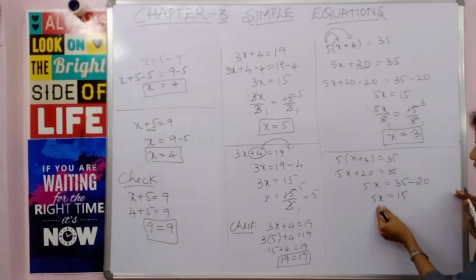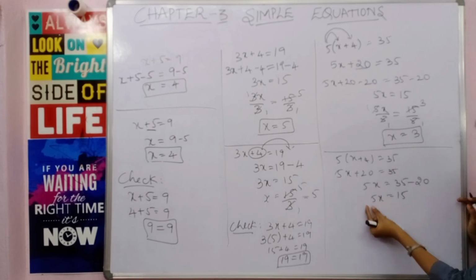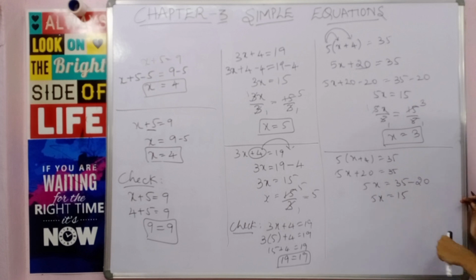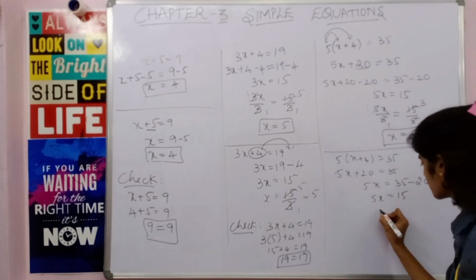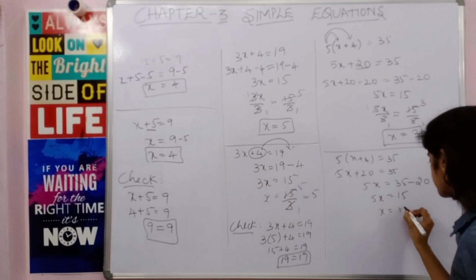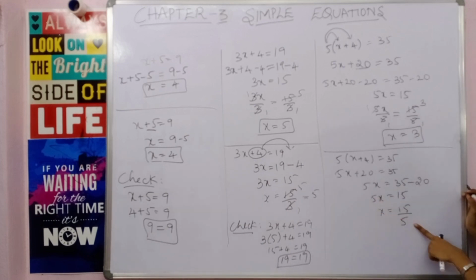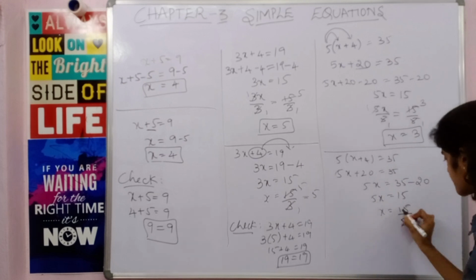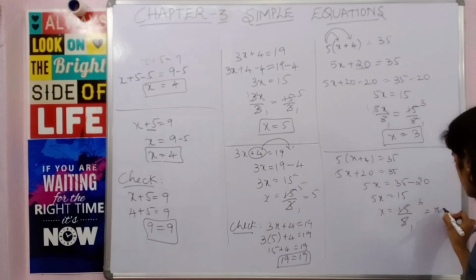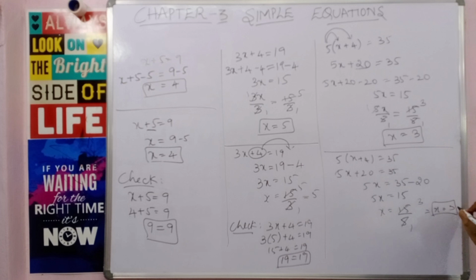Clear? Now you have 5 into x. 5 is in multiplication. Now multiplication, when you have to send it to the other side, becomes what? It becomes division. So this is nothing but x equal to 15 by 5. 5 is in multiplication, when it is going to the other side, it becomes division. So 5 ones are 5, 5 threes are 15. So x equal to 3. Okay, so you got the value of x as 3.